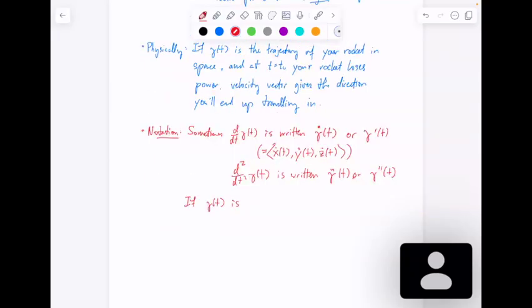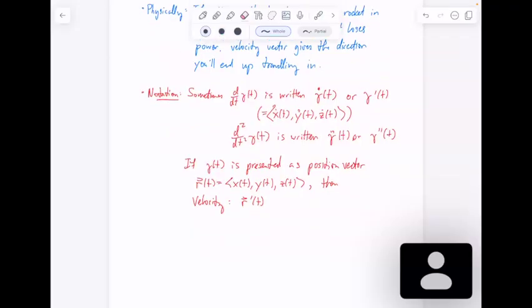If gamma t is presented as a position vector, and your textbook does this a lot, r of t has x of t, y of t components as a position vector in Euclidean space. Then velocity is also sometimes written r dash or r prime t, and acceleration is r with two dashes. So that's just notation. There are many notations for this, just so that you're aware. They're fundamentally the same thing.